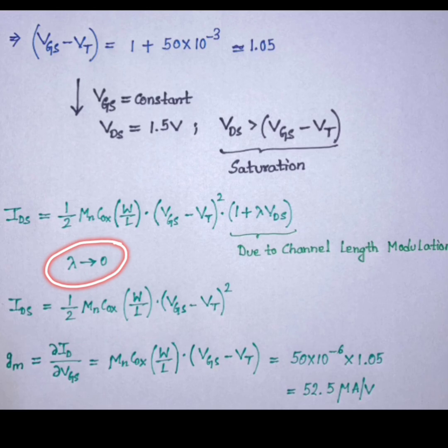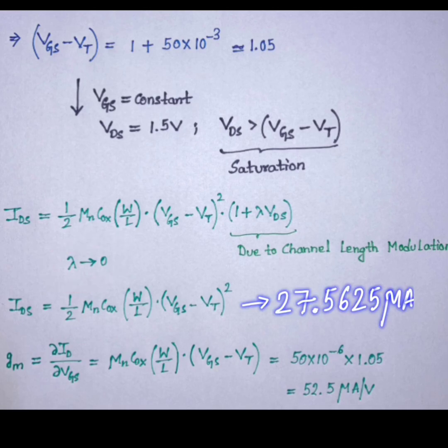So then my saturation current is IDS equal to half mu n COX into W by L into (VGS minus VT) square. Now if you calculate mu n COX W by L, (VGS minus VT) square, then you will get a particular current. But in the question it is asked what the transconductance is.